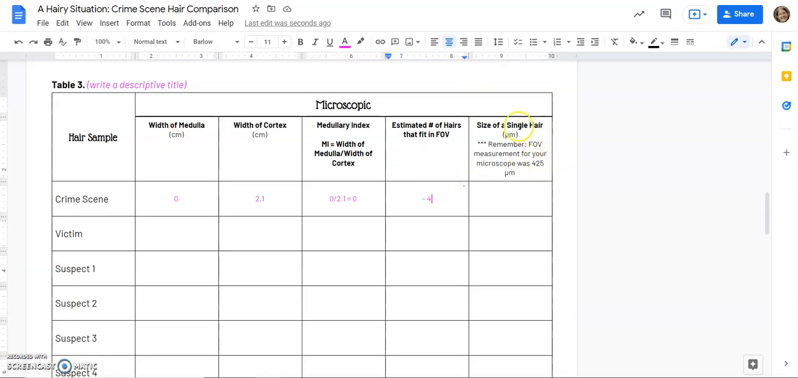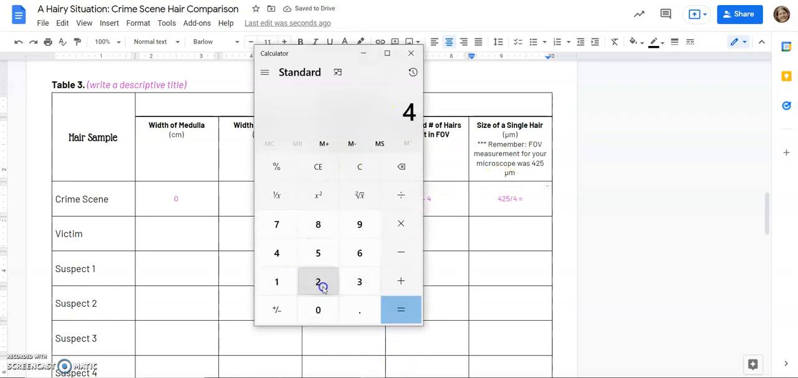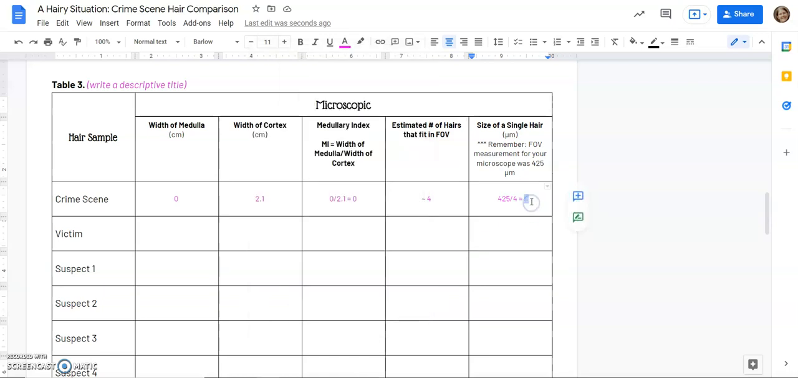To figure out the size of a single hair, you're just going to take that 425 and divide it by the number of hairs that fit into your field of view. Our number for that column was 4. So we would just take 425 and divide that by 4 to get our size of a single hair in micrometers. If we bring up the calculator, 425 divided by 4 is going to give us 106.25, and that would be micrometers. So that's the estimated size of our single hair underneath the microscope.